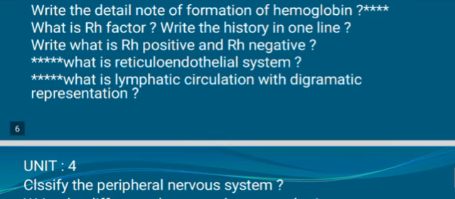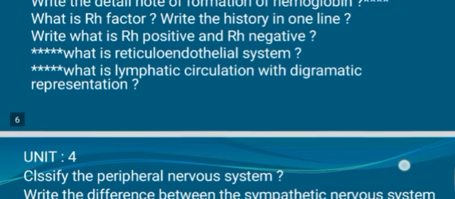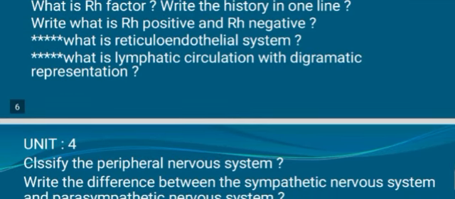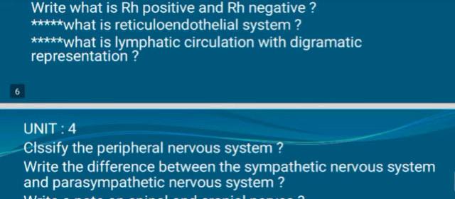Write the detailed note of formation of hemoglobin and also the hemoglobin, and what is RH factor. Write the history of RH factor in one line. Like it is obtained from the rhesus factor of monkey, we will say, no. So that's the history. And in the 1940s it was discovered. So write who discovered that, okay, in one line.